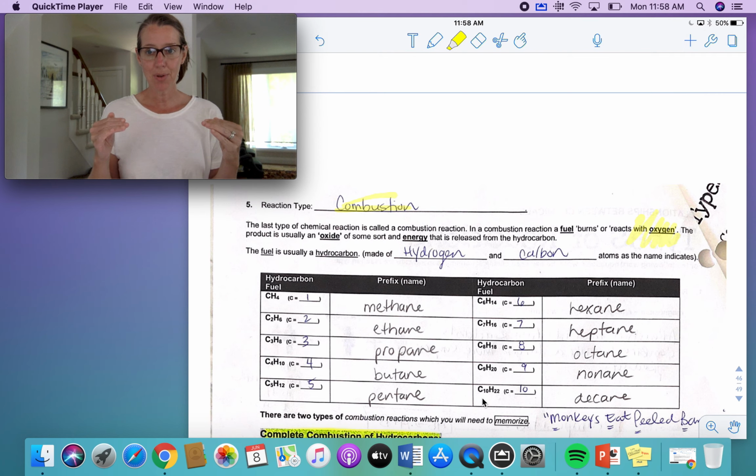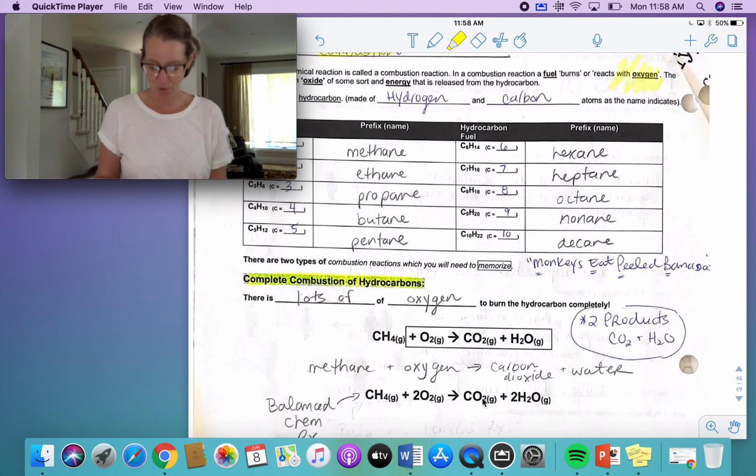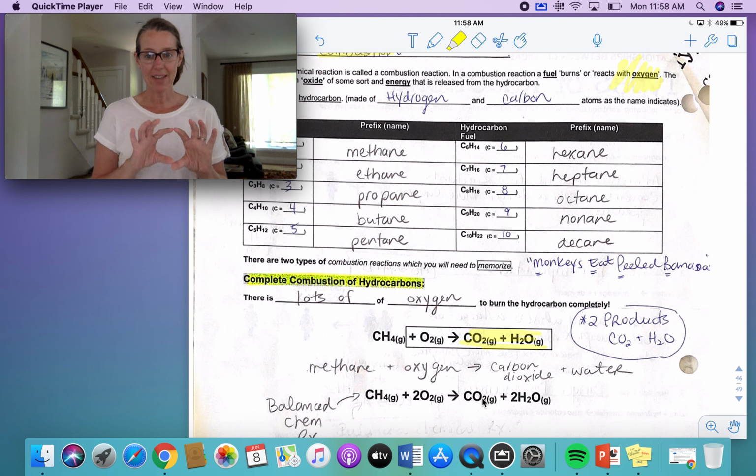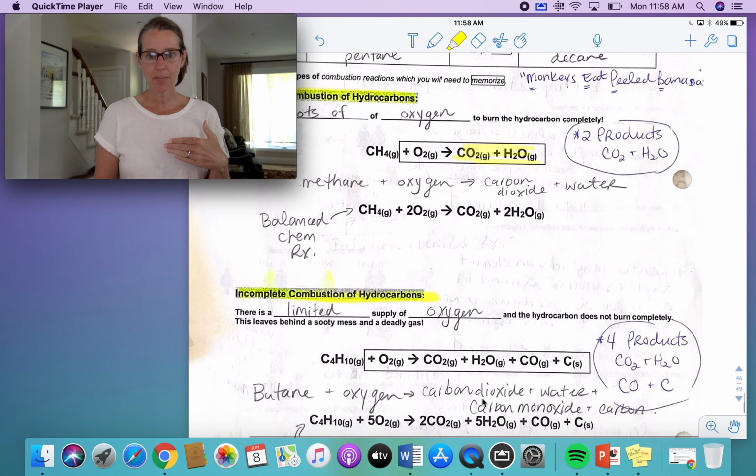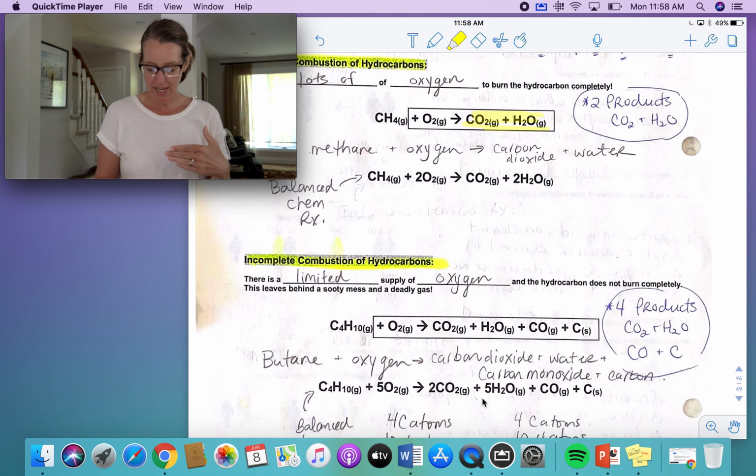If you remember that there are 2 products when you have a complete combustion of a hydrocarbon, and the 2 products are carbon dioxide and water, you're good to go. If enough oxygen is present, then you end up with a very clean reaction, a very clean combustion reaction. If the number of oxygen atoms is limited, okay, then you can get what we call an incomplete combustion of a hydrocarbon. And in this case, you have 4 products.